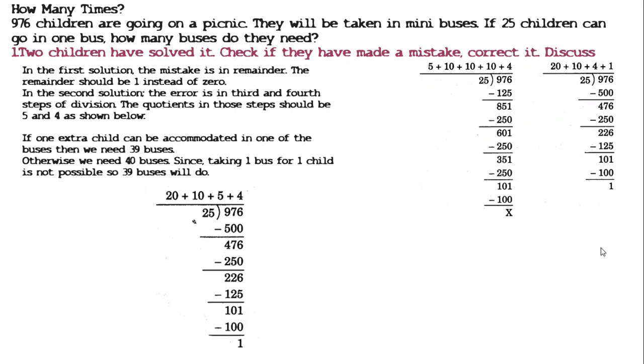For 1 student, we cannot have 1 more bus. So we have to adjust him in any one of the buses. He can be accommodated to sit somewhere in the bus. If there is no place, we can ask him to sit in the driver's seat also.